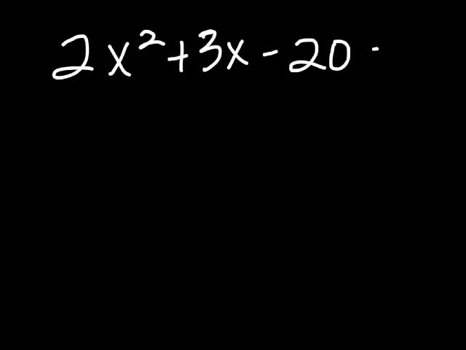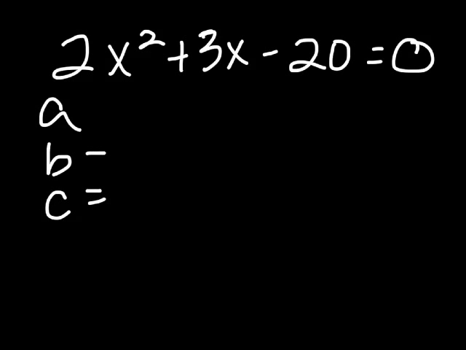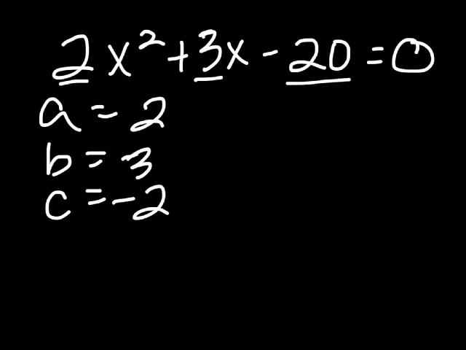And the one that you're really concerned with is what's underneath the radical sign, that b squared minus 4ac. So we first are going to try 2x squared plus 3x minus 20 equals 0. So our a, b, and c values are 2, 3, and negative 20.